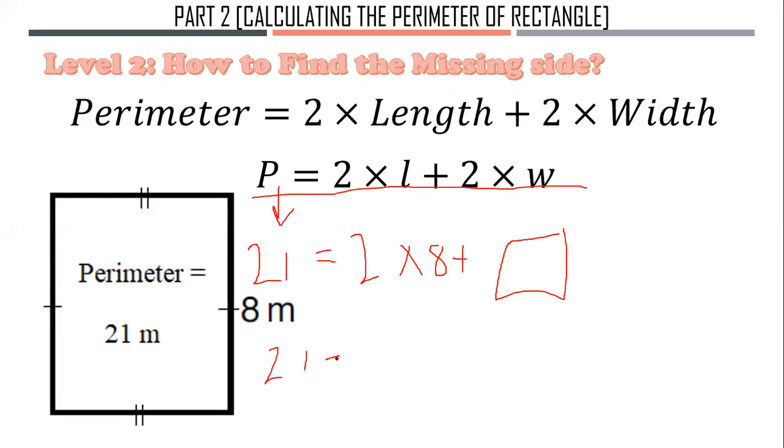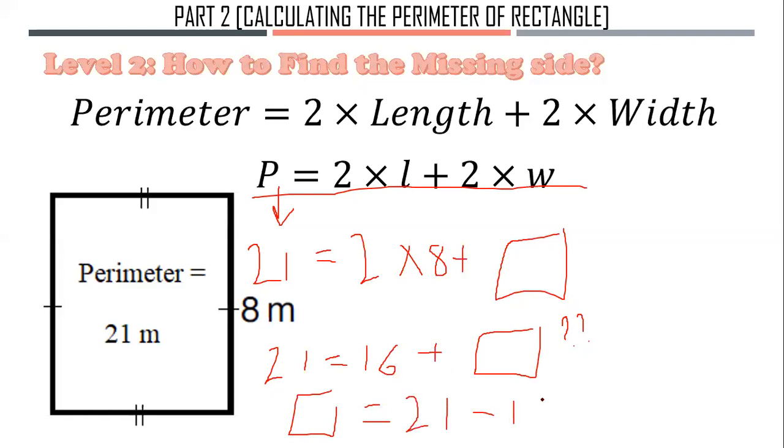Now figure out the information that you have. 21 is actually 16 plus something. How do you get this missing number here? What is the opposite of addition to find the missing number? We used to do it in grade 2 and grade 4. Yes, we subtract. So this is 21 minus 16. The answer will be 5. But this 5, I'm going to put in the box. It's not the width alone, it's 2 times the width.